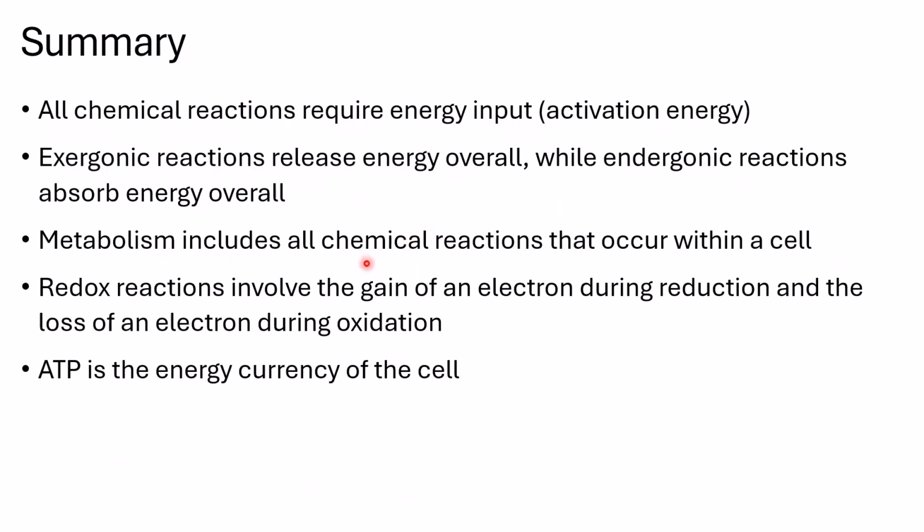Metabolism includes all the chemical reactions that occur in an organism, with anabolism being the endergonic reactions and catabolism the exergonic reactions. We also learned about redox reactions, which involve reduction, the gain of electrons, and oxidation, the loss of electrons. Finally, we learned that ATP is the energy currency of the cell, and we generate it so that we can exchange it to perform cellular work needed for life. In the next video, we will discuss enzymes, which are important for lowering activation energy in chemical reactions needed for life.